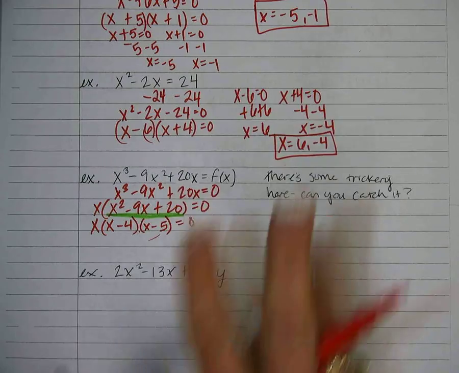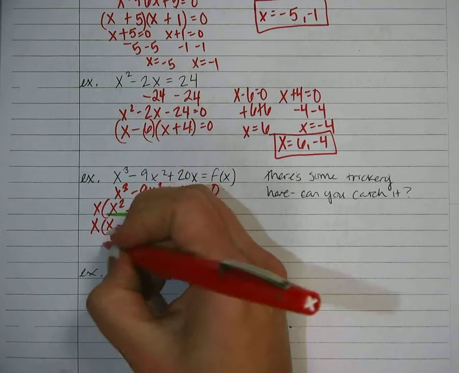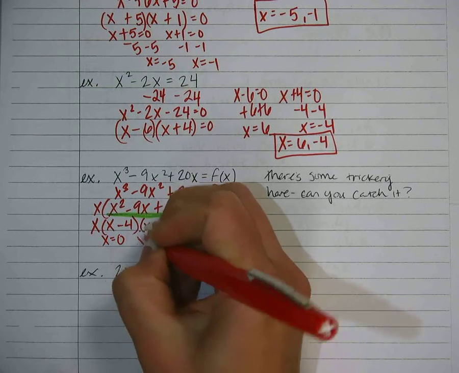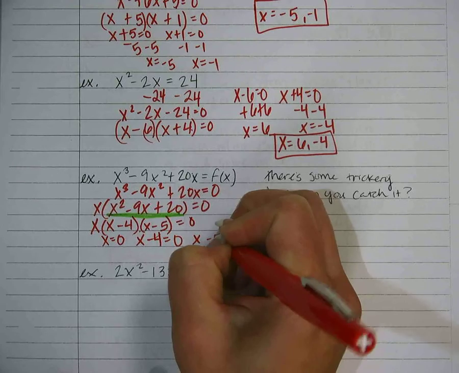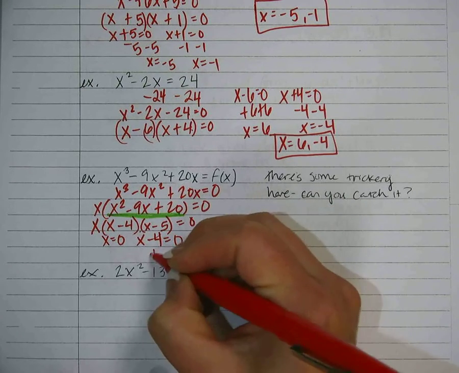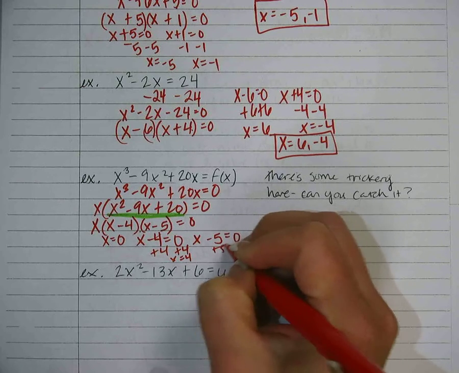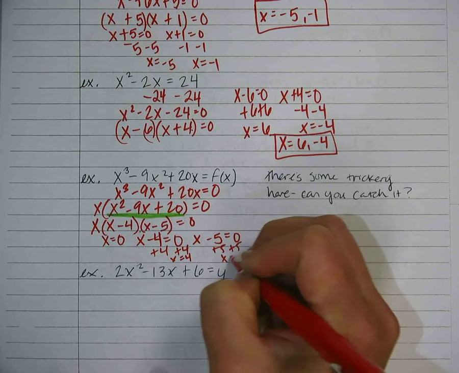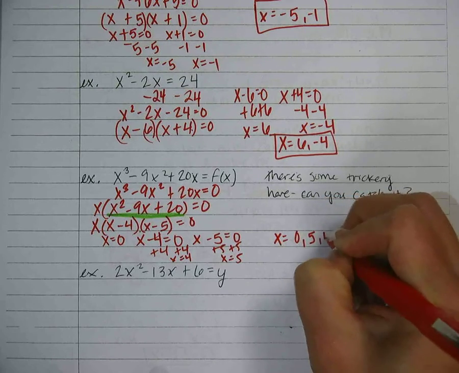I'm going to make 3 mini equations. X equals 0. X minus 4 equals 0. X minus 5 equals 0. This one I add 4. This one I add 5. So x equals 0, 5, and 4.